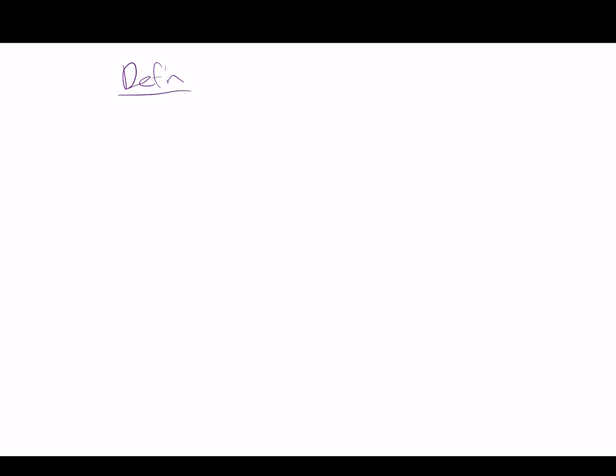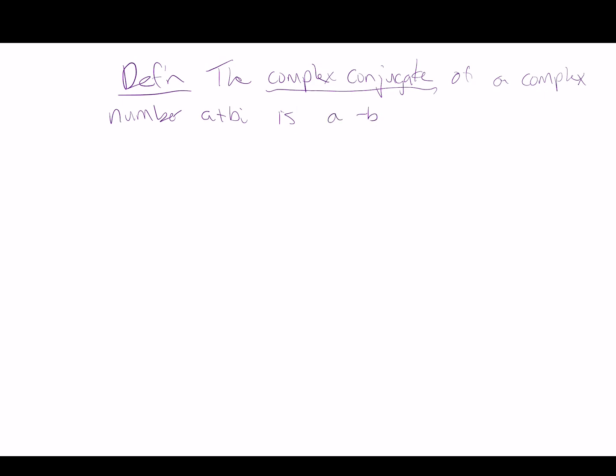So let's do the definition of the complex conjugate. The complex conjugate of a complex number a plus bi is a minus bi. The real part doesn't change here. We just change the sign on the imaginary part.